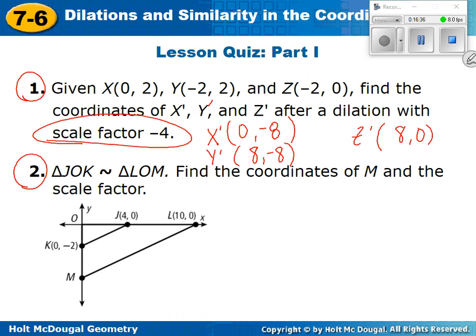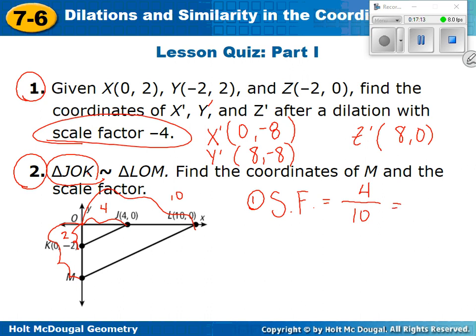Let's start with the scale factor. We're comparing the two sides, and we're making sure to put the first one on top. So JOK, that would be this little triangle. We know this distance was 4. This distance was 10. This distance was 2. This distance we don't know. So what did you write down to start with for your scale factor? 4/10. The JOK, it's not always the smallest, even though it has been today. It's whichever one is named first. So 4/10 reduced to 2/5.